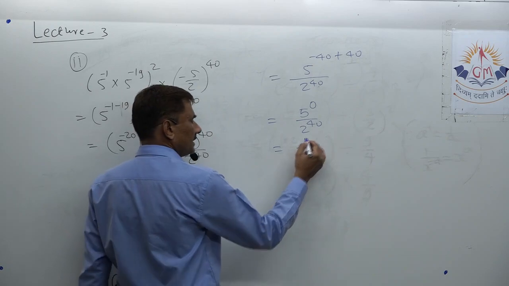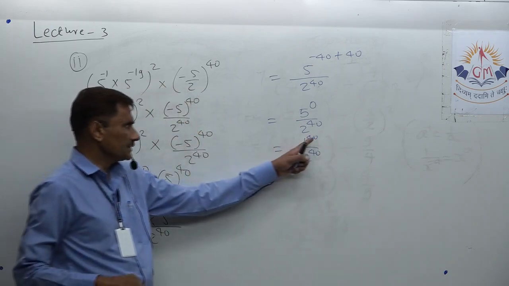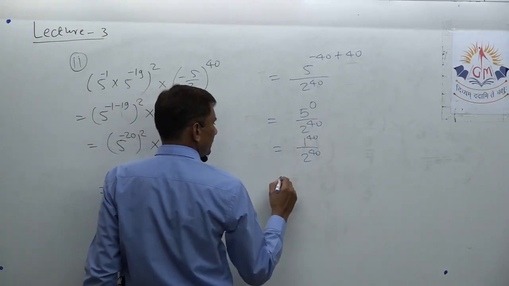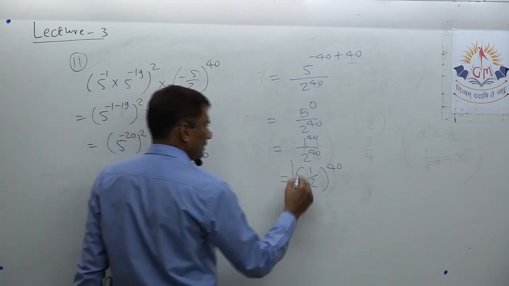So if 1 is there, you can write anything in power. 1 raised to anything you can write. Okay. So here I can write 1 by 2 raised to 40. That is our final answer.